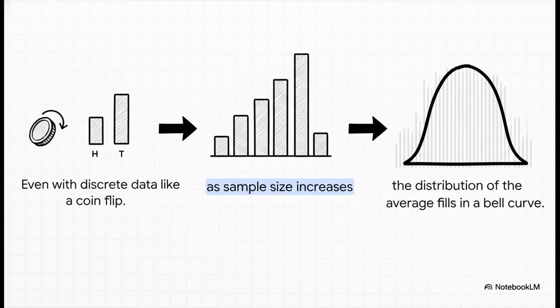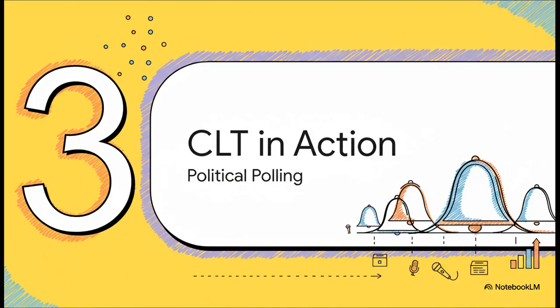And this even works with our coin flip, which only has 2 possible outcomes. As you increase the number of flips in each of your samples, the plot of the possible averages fills in and smooths out into, you guessed it, a normal distribution. This universal pattern is the absolute heart of the central limit theorem. So this is a cool math trick, but why does it matter in the real world? Well, this incredible piece of mathematics is the entire foundation for something we see all the time, political polling.